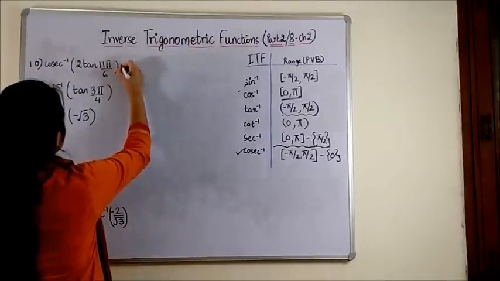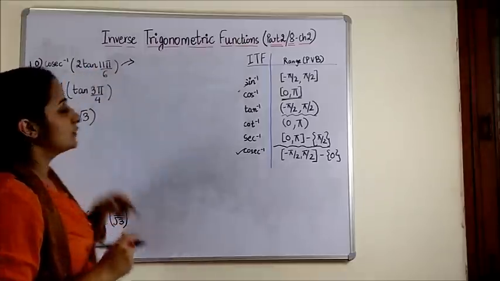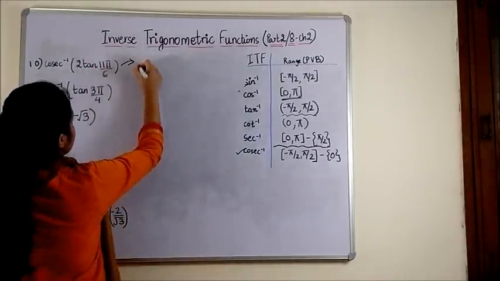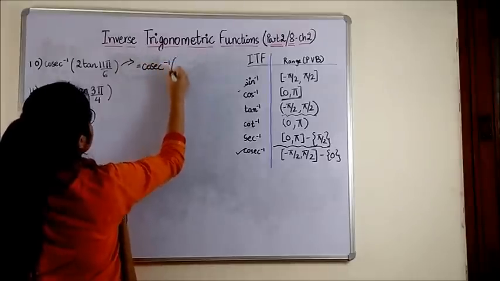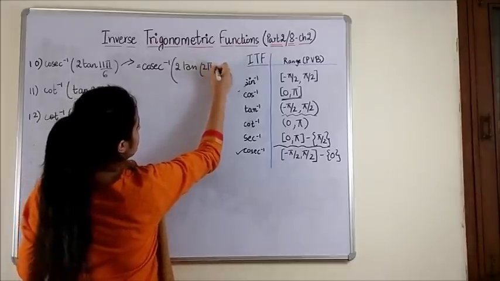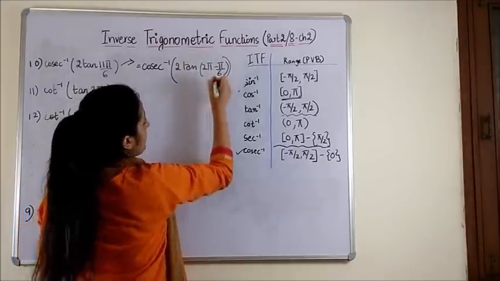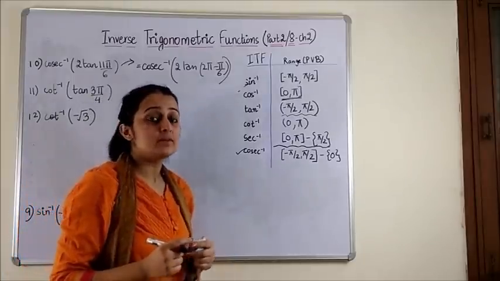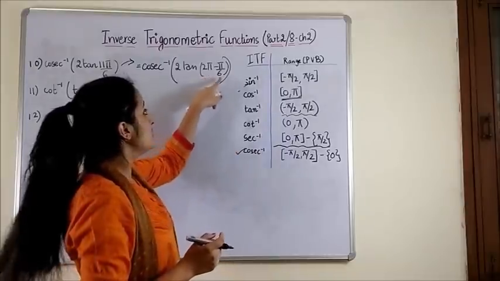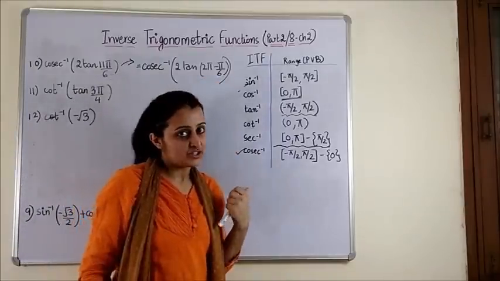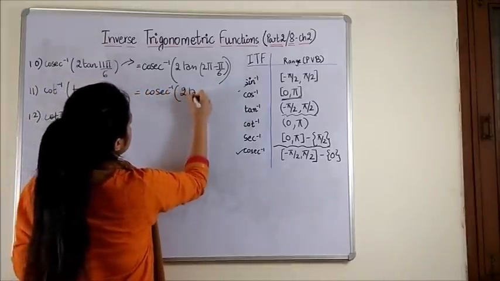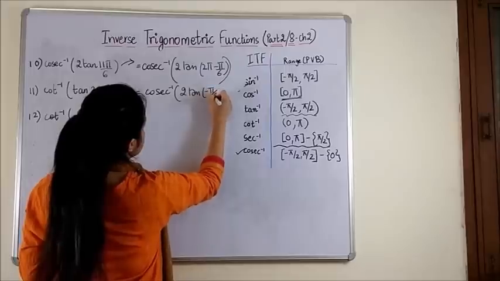So let's try solving question 10. Secant inverse of 2 tan 11 pi by 6. Once again, we deal with the innermost bracket first. 11 pi by 6 could be expressed this way. Now if you remember your quadrant system and how each of the trigonometric functions behaved in them, you would know this is the fourth quadrant where the tan function is negative. So this gives us the answer as 2 tan minus pi by 6.